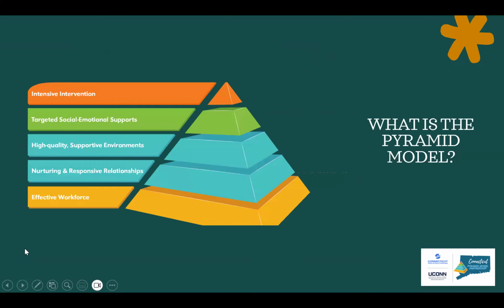This is a visual of the pyramid model. If you haven't seen it before, it is logically shaped like the pyramid, focusing or utilizing a public health approach to have efforts at the foundation around an effective workforce, and we'll talk through the tiers in just another minute as well.